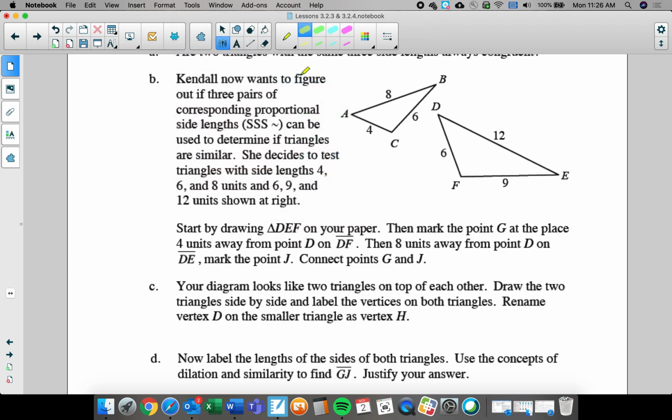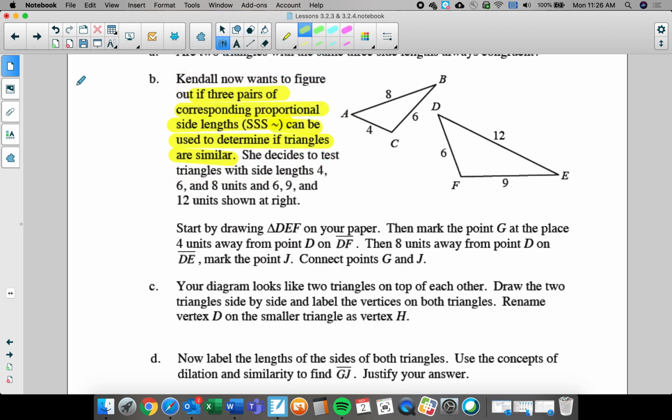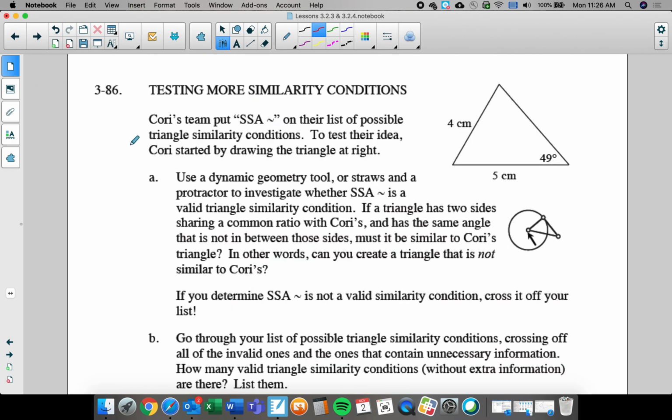2 triangles are similar. Okay, and that is if 3 pairs of corresponding proportional side lengths, that is side, side, side. Okay, that can be used to determine triangles are similar. So that is your side, side, side similarity. Okay, so let's go through then and kind of finish this up.